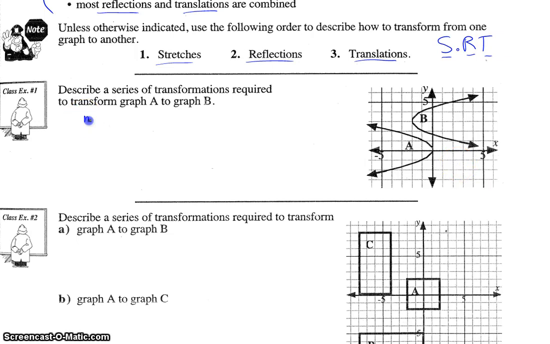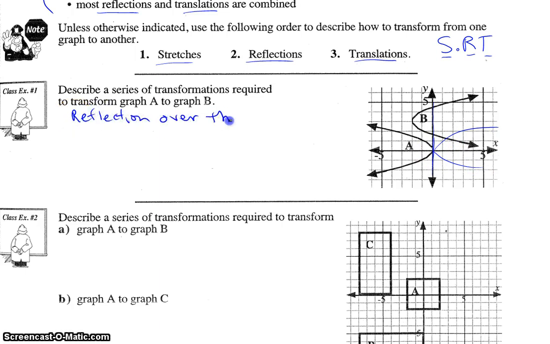So you know what that means? There were no stretches. Now, we don't really need to write that. I was going to write that down, but we're just going to write down what was done to it. So stretches, nada. Reflections. For reflections, you look at the orientation of the shape you're examining. So has it changed orientation to go from A to B? Yes, it has. It looks like it's facing the other way. So we would have taken graph A and reflected horizontally or reflected over the y-axis to get it facing in that direction, right? So we have a reflection over the y-axis.